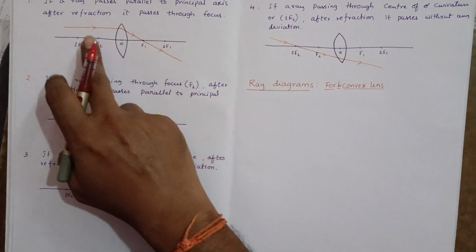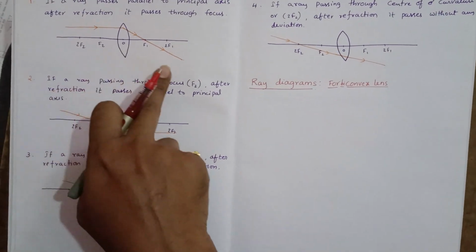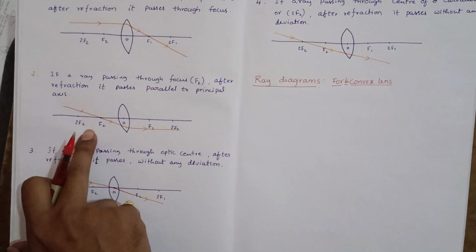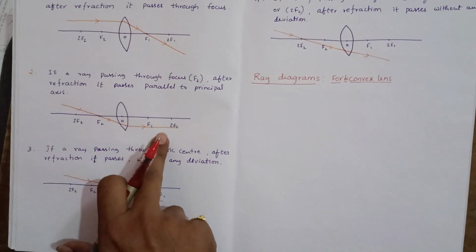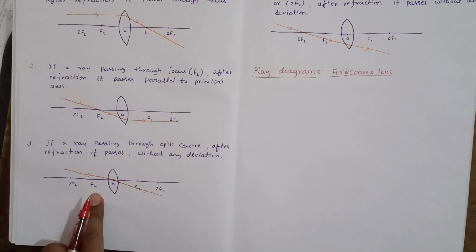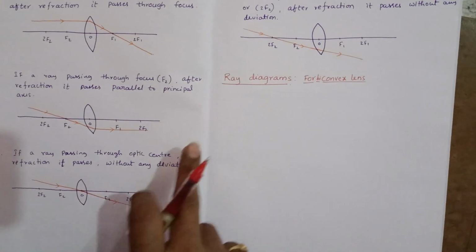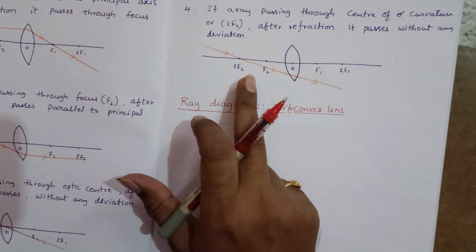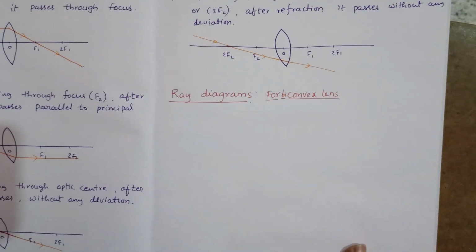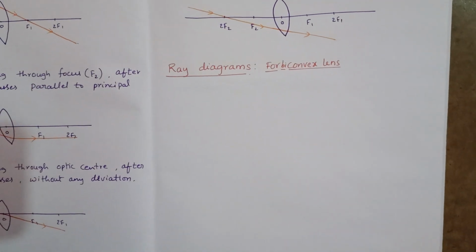What is the first rule? If a ray passes parallel to the principal axis, after refraction it passes through focus. If it is passing through focus, after refraction it passes parallel to the principal axis. If it is passing through optic center, after refraction it travels without any deviation. If it is passing through center of curvature or 2f2, after refraction it passes without any deviation. Based on these rules, we will draw ray diagrams.